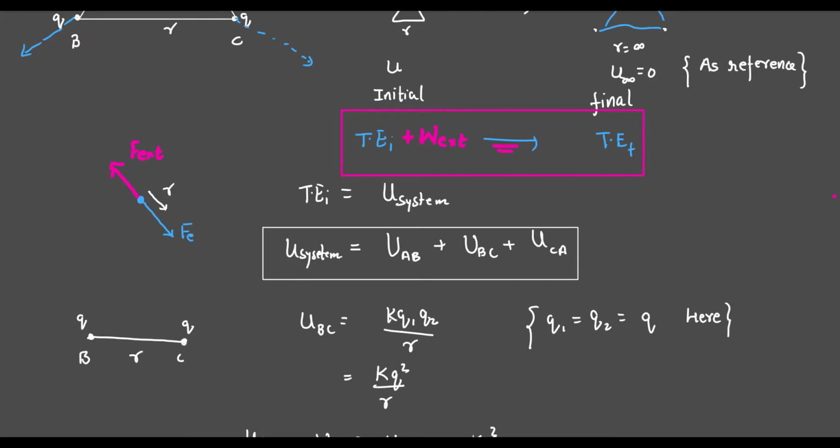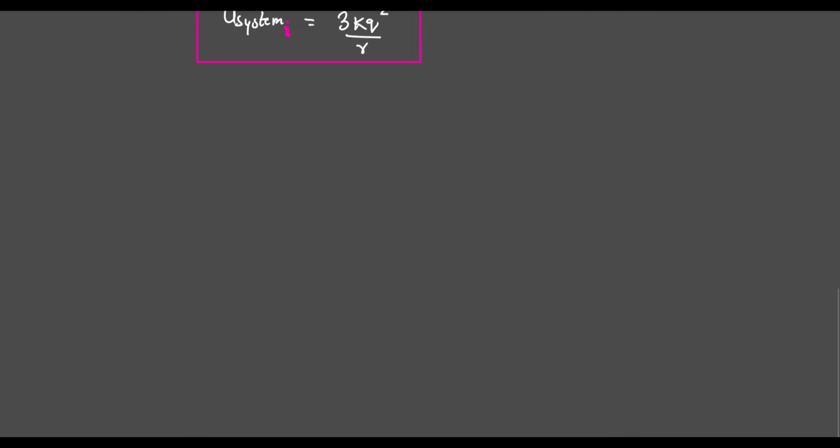So if I rewrite, what is TE final? TE final is nothing but 0. It is U infinity, 0. So 0 equals TE initial plus work done by external agent. From here, can I say that work done by external agent will be equal to negative of TE initial?